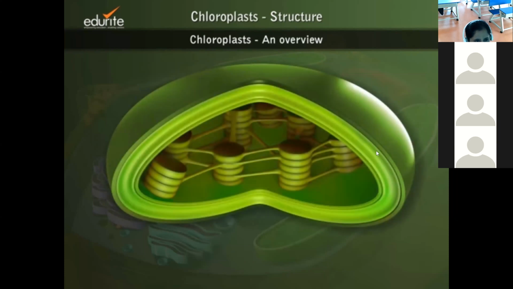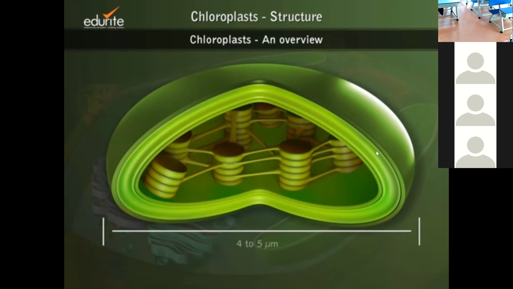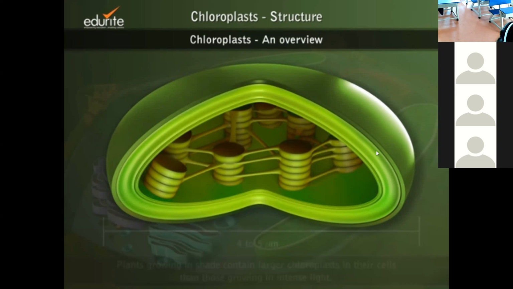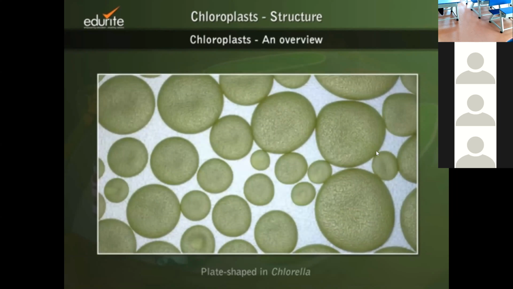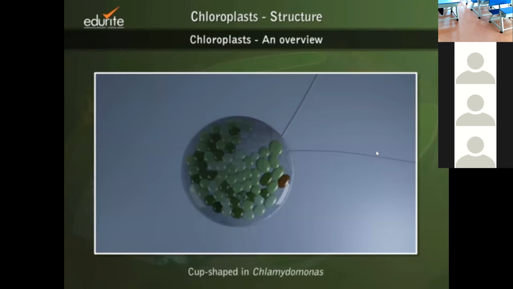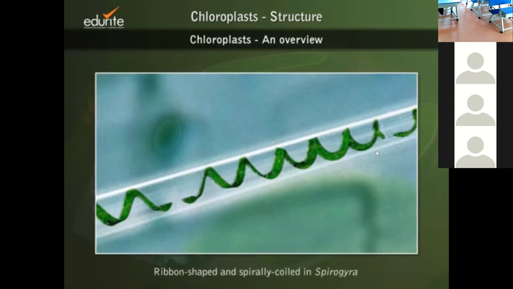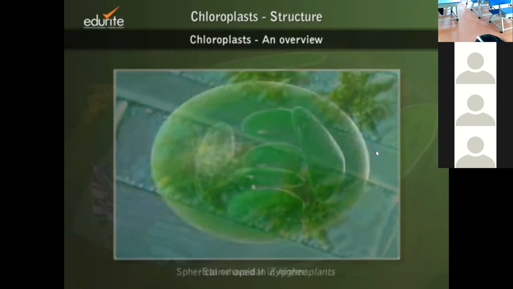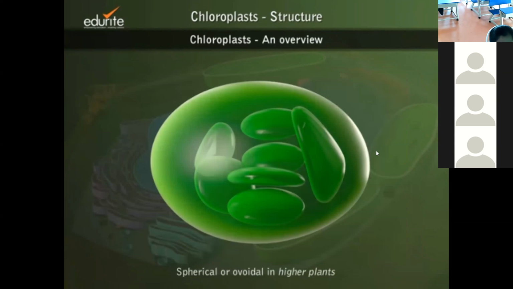Although the size of chloroplasts varies from plant to plant, chloroplasts are generally 4 to 5 micrometers in size. Also, plants growing in shade contain larger chloroplasts in their cells than those growing in intense light. Chloroplasts also differ in shape, being plate-shaped in chlorella, cup-shaped in Chlamydomonas, ribbon-shaped and spirally coiled in Spirogyra, and star-shaped in Zygnema.